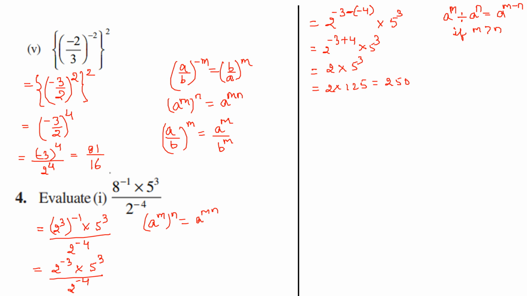Okay, now moving to the second part of the question. 5 to the power minus 1 into 2 to the power minus 1 into 6 to the power minus 1. So all are having the negative exponent. So I am going to use the law a to the power minus m is equal to 1 by a to the power m. So here 5 to the power minus 1 will become 1 by 5, 2 to the power minus 1 will become 1 by 2, and 6 to the power minus 1 will become 1 by 6. And now multiply it. So 5 into 2 is 10, 10 into 6 is 60. So it is 1 by 60.